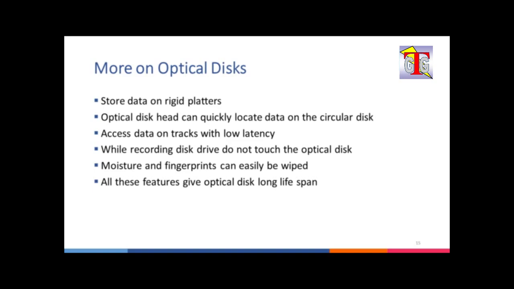Since optical drives record data on the disk recording layer using laser beams, the drives do not need to touch the optical disk at all. This avoids scratching the disk surface. When moisture or fingerprints gather on the disk surface, they can easily be wiped away. These features allow the optical disk to have a long lifespan.